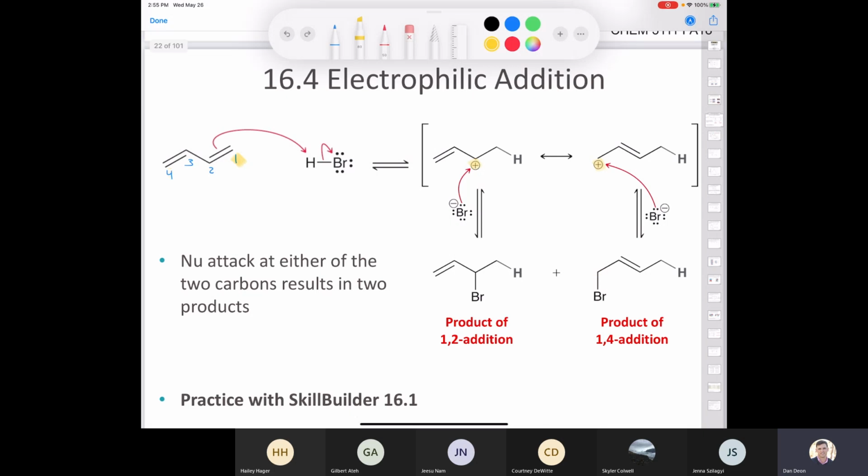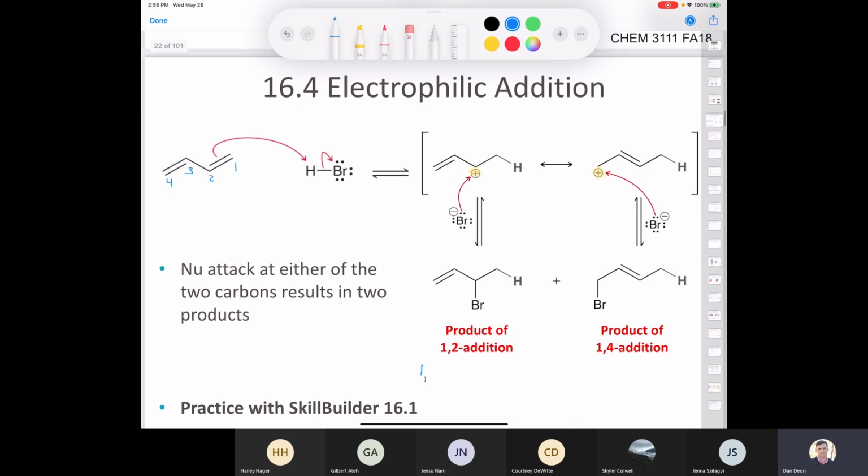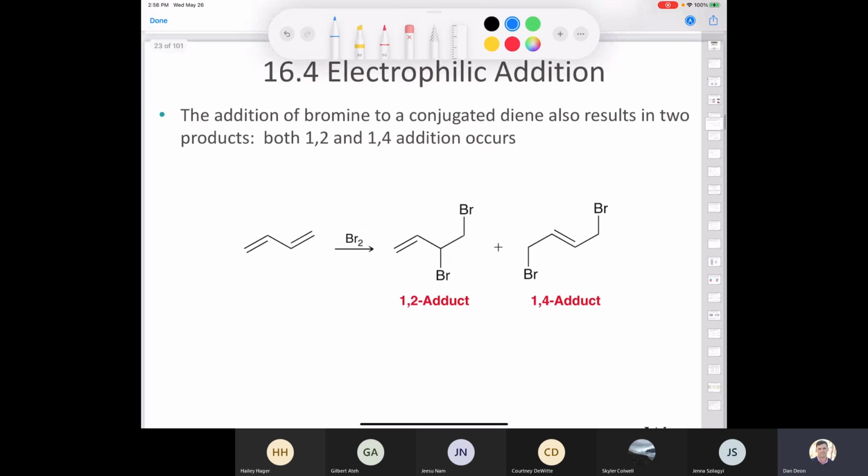And sometimes we'll call this one the 1,2 adduct and this one the 1,4 adduct. And that's probably the word you're going to hear me use, the 1,2 adduct and the 1,4 adduct. All right. Well, with that in mind, what would happen if you were to just treat that 1,3-butadiene molecule with just bromine? Well, then it's going to proceed through a bromonium ion, and you're going to end up getting both the 1,4 adduct and the 1,2 adduct as well.